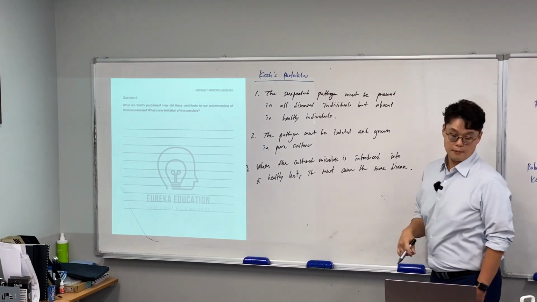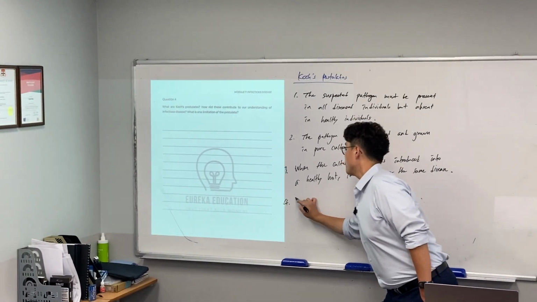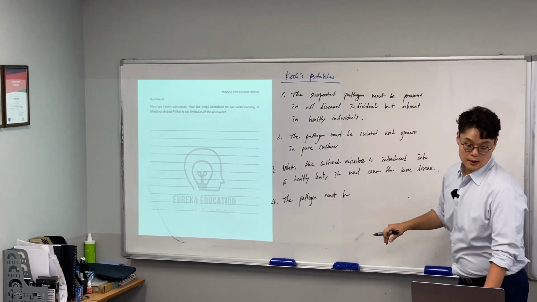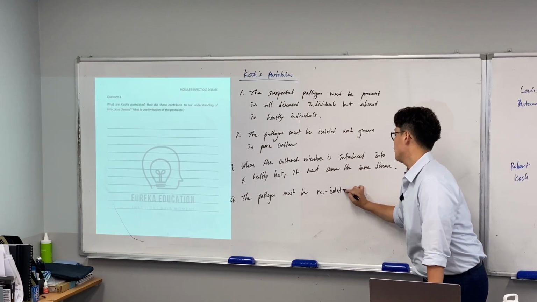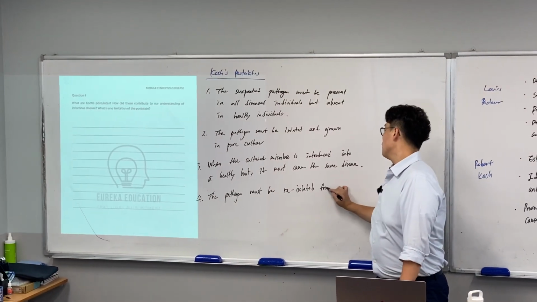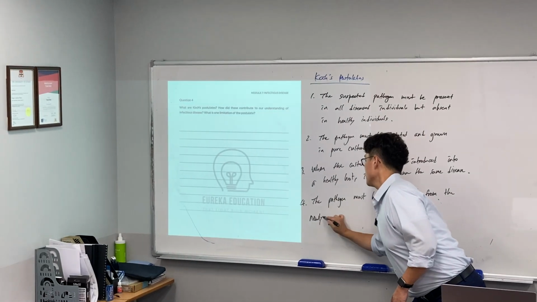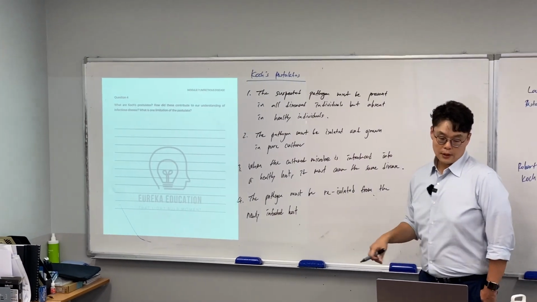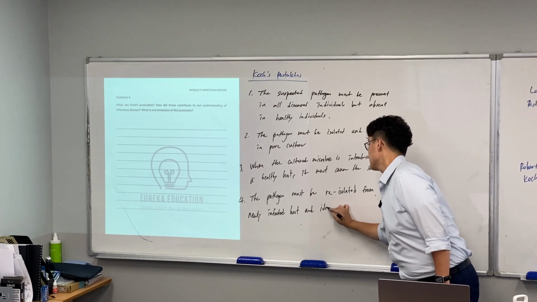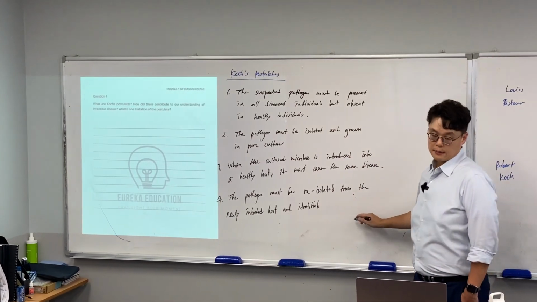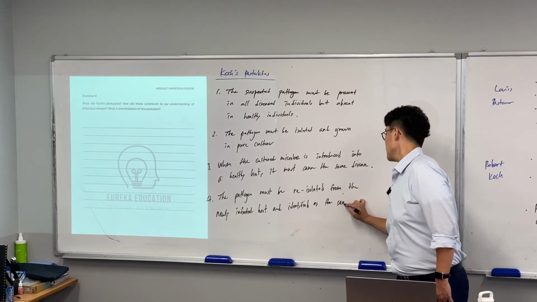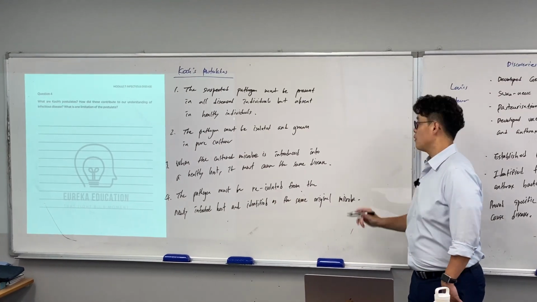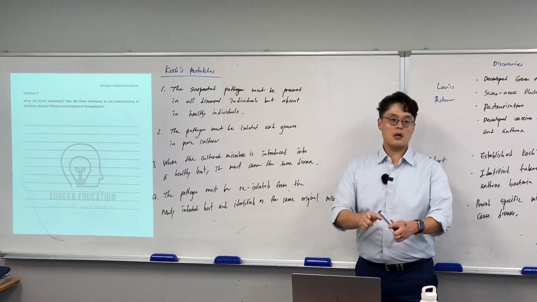Now, from there, the pathogen must be re-isolated from the newly infected host, and must be identified as the same original microbe. This is Koch's postulates, basically describing the experiment he did.